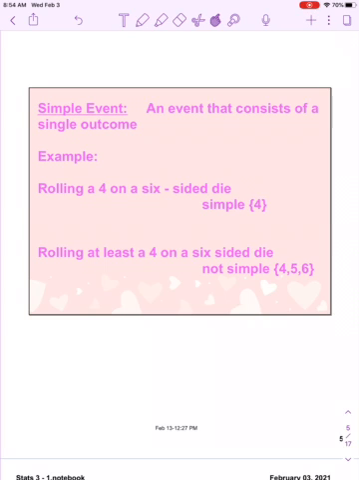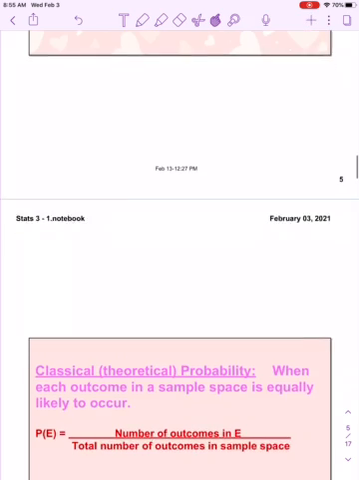A simple event means there can only be one outcome. So like you want to roll a 4. That's it. Your only outcome could be to roll a 4. A non-simple event, like rolling at least a 4, so 4 or more, you could get a 4, a 5, or a 6. That's not simple because more than one thing fits the criteria. So simple, only one thing will work. Not simple, more than one thing would work.